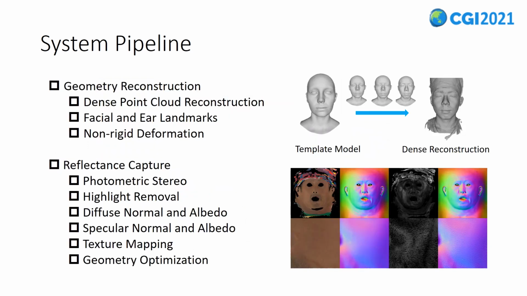Our system consists of two components: geometry recovery based on stereo reconstruction and reflectance capture based on photometric stereo, as illustrated in this figure, including dense point cloud reconstruction, facial and ear landmarks, non-rigid deformation, reflectance capture, photometric stereo, highlight removal, diffuse normal and albedo, specular normal and albedo, texture mapping, and geometry optimization.